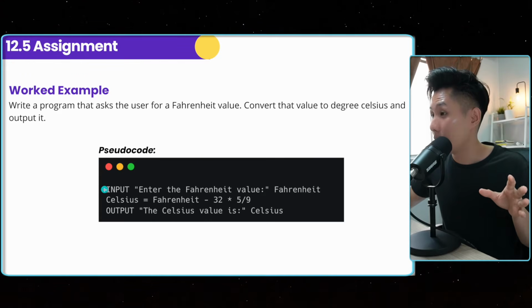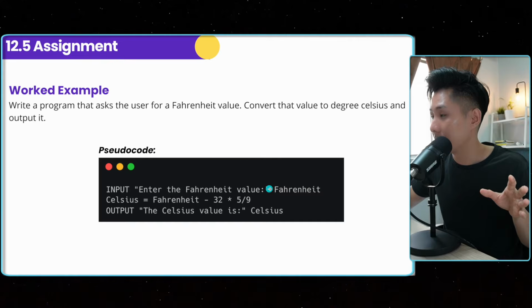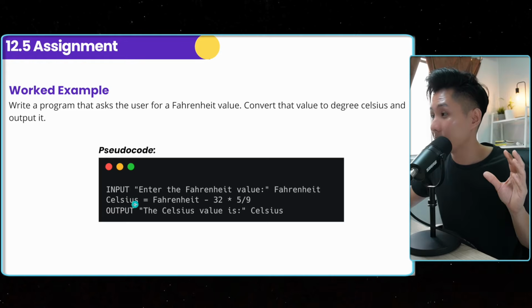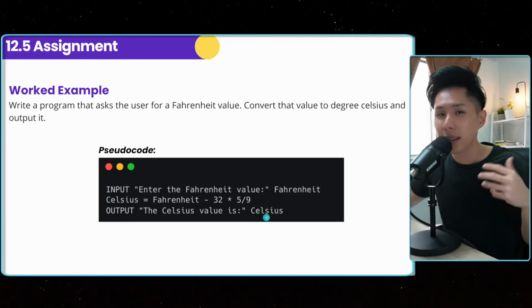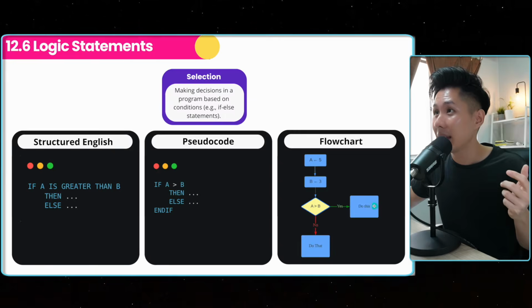I first start with an input symbol, input whatever prompt I want, and then I will store the user input into a Fahrenheit variable, and then I'll create another variable called Celsius. Oops, it should be an arrow. Fahrenheit minus 32 times 5/9, output the result. So as simple as that. So this is how we do assignment.